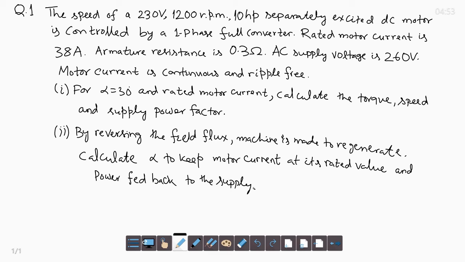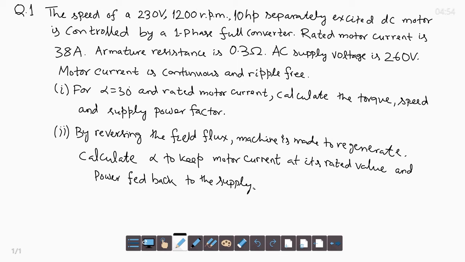The question is like this: the speed of a 230 volt, 1200 rpm, 10 HP separately excited DC motor is controlled by a single phase full converter. Rated motor current is 38 ampere. Armature resistance is 0.3 ohm. AC supply voltage is 260 volt. Motor current is continuous and ripple free.